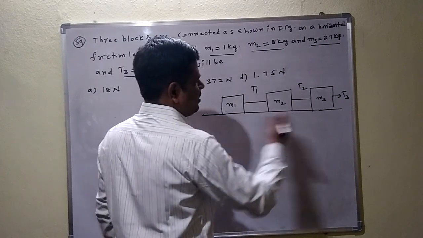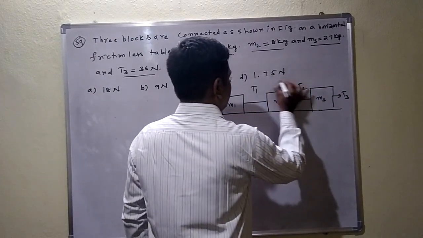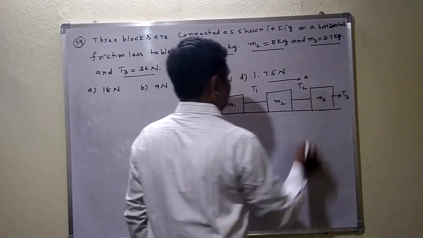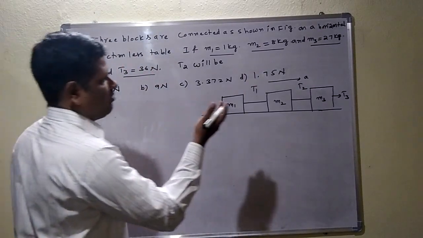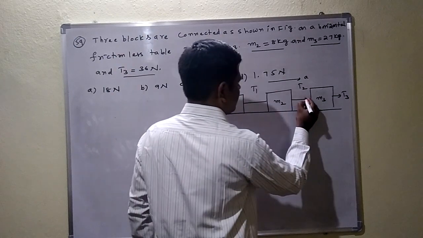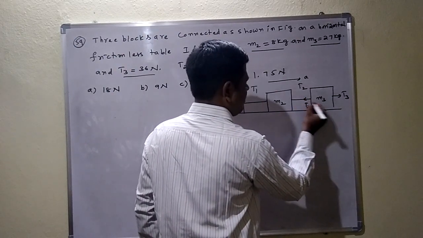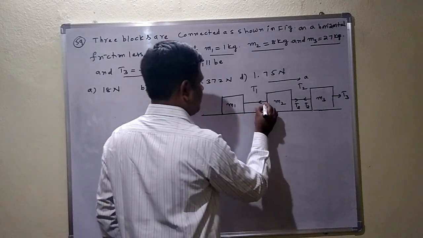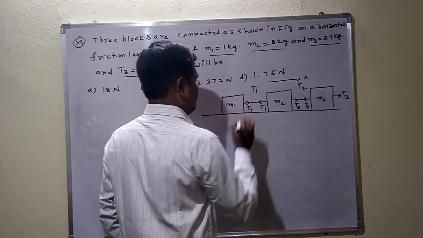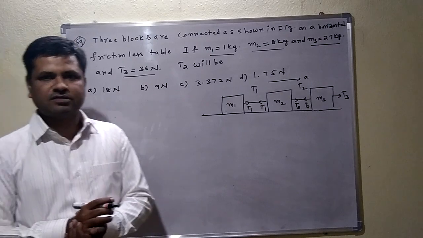Now suppose the body is moving in this direction, meaning the acceleration is acting in this direction. So first we write the free body diagram for the M3 body. Here T2 tension is there, away from the body. This is T1, and this is also T1, because tension is a double-sided force.